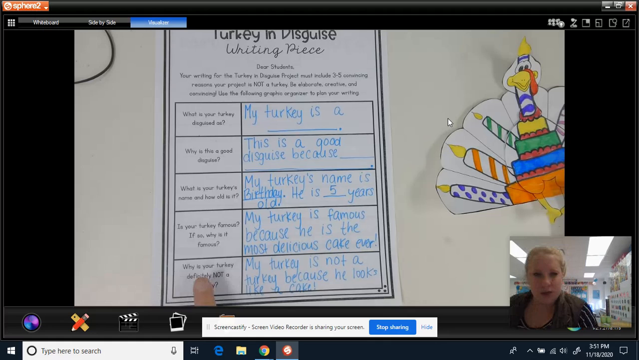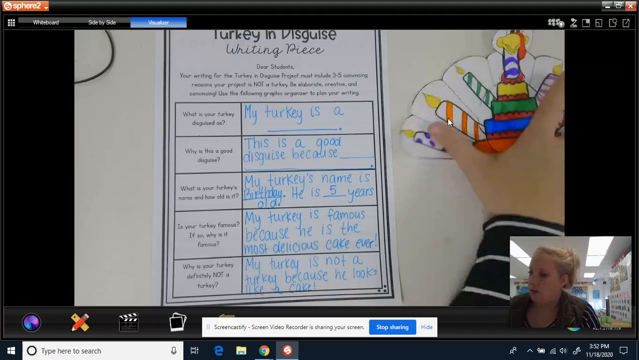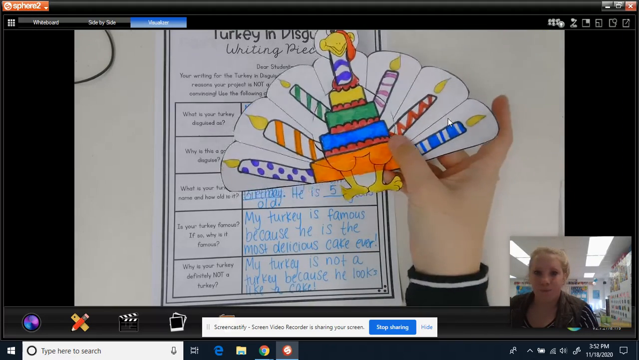And then the last question says, why is your turkey definitely not a turkey? So remember, you're trying to convince your readers that your turkey is not a turkey, but it's instead the character that you disguised it to be. So I wrote, my turkey is not a turkey because he looks like a cake. And you can see that right here.